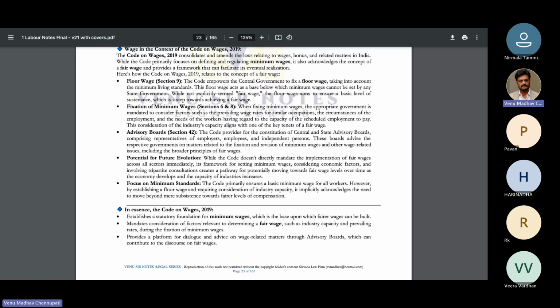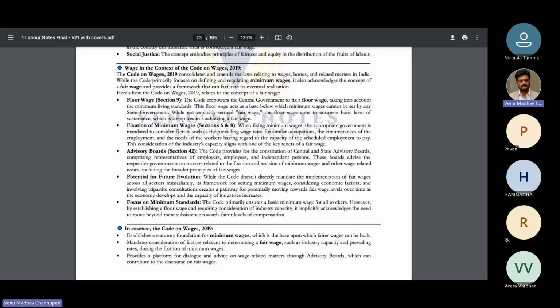So what happens is, as per the new code, the code empowers the central government to fix a floor wage, taking into account the minimum living standards. The floor wage acts as a base below which minimum wage cannot be set by any state government. So what happens is, the central government fixes a floor wage, and based on that, the floor wage might be 50 rupees.